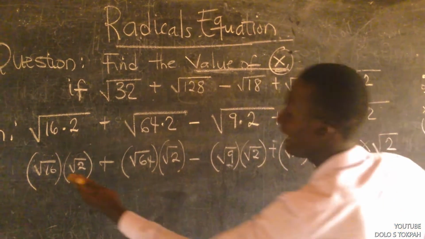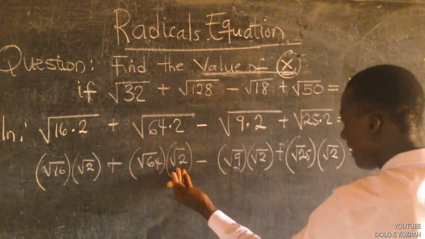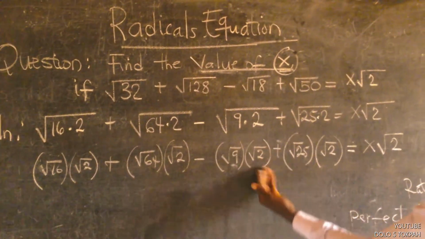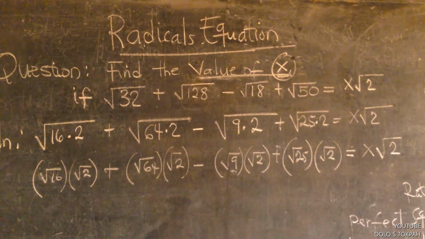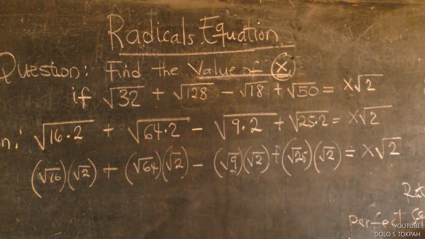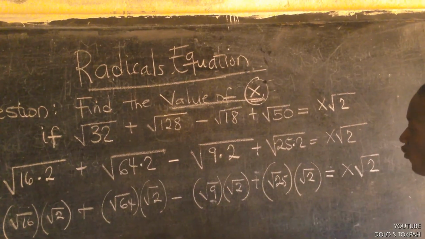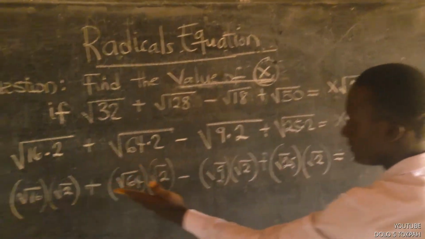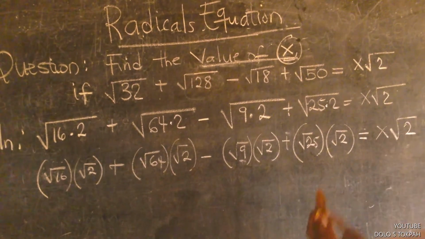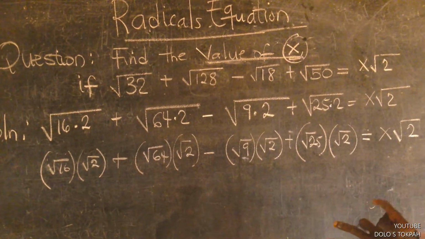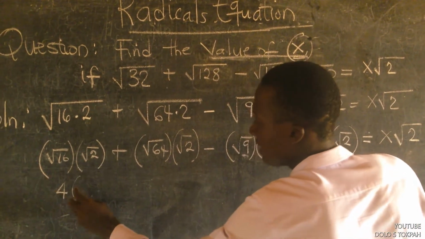Because 16 is the perfect and 2 is the imperfect; 64 perfect, imperfect; 9 perfect, imperfect; 25 perfect and imperfect. So now we have 16, 64, 9, and 25. When we look at our 16, the perfect square becomes 4, and this will be in the parenthesis.